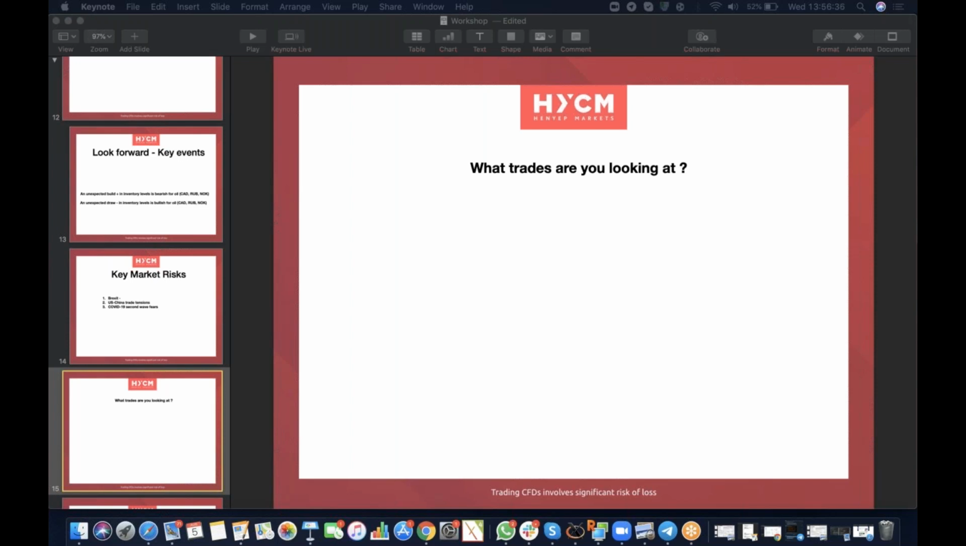Pound Aussie dollar. Let's just have a little look at the pound Aussie dollar. Now, looking at it from a larger perspective, you can see that we've had that pound weakness.